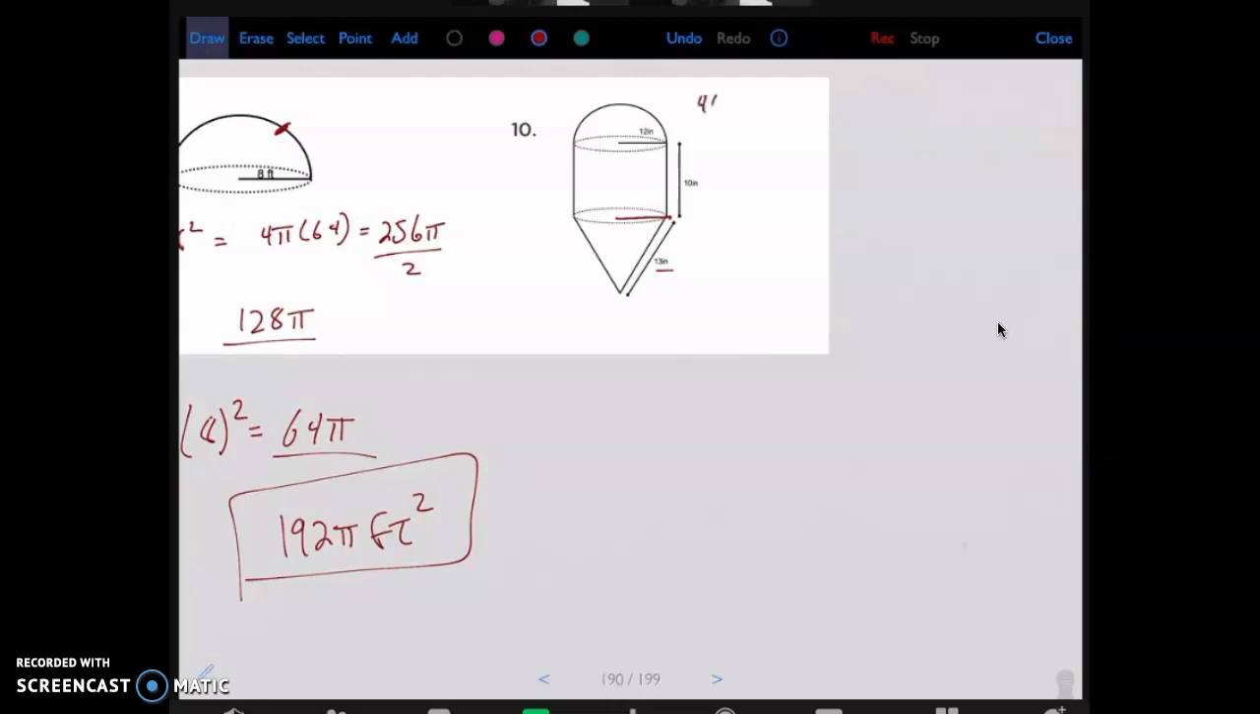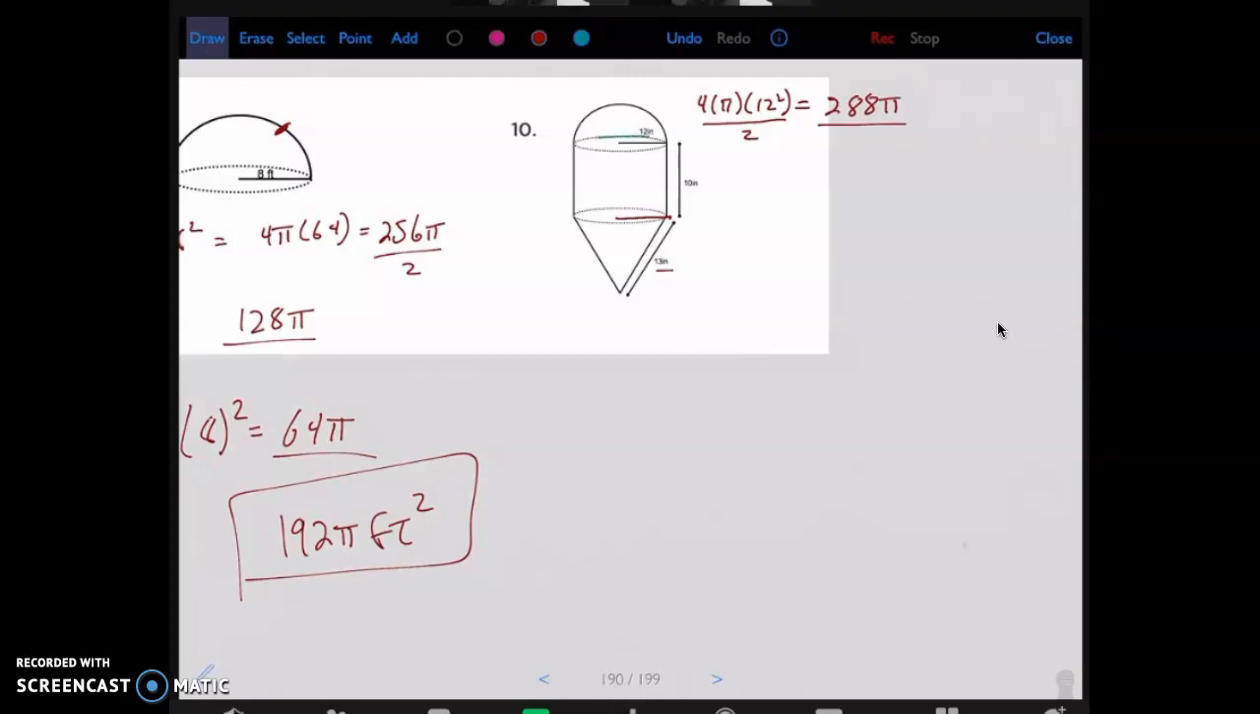So it'll be 4 times pi times r squared. And then we're going to divide by 2 because it's a hemisphere. So 144 times 2 is 288 pi. Put an underline around that because we need it. The next part I'll do in green. So that's going to be the cylinder.